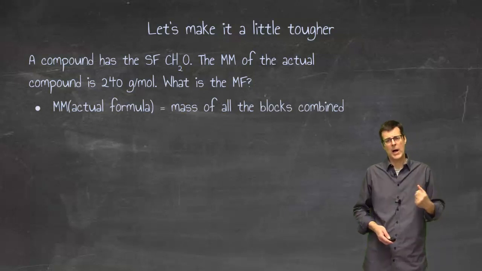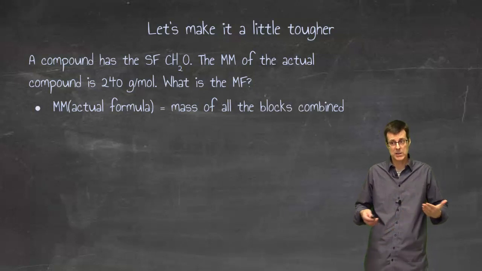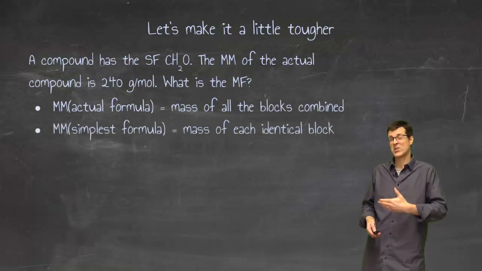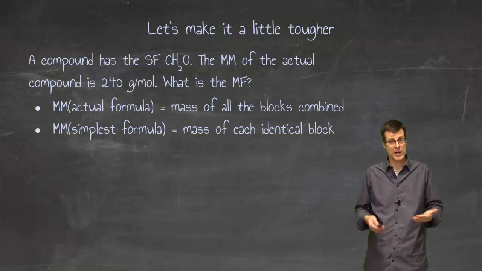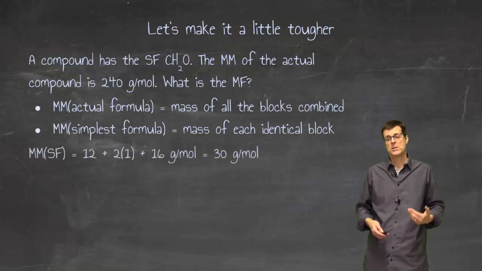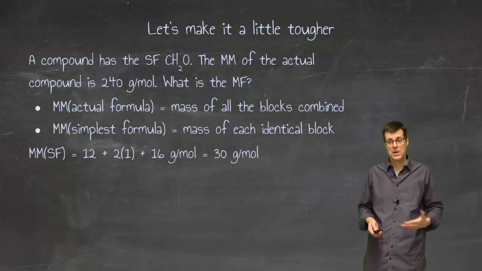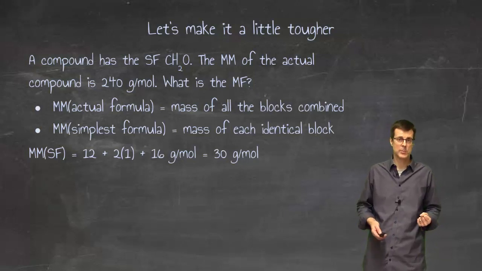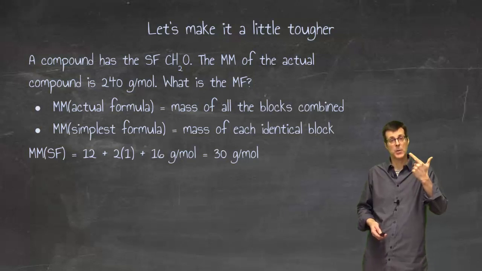So I know that the molar mass of the actual formula is going to be treated as all the blocks together, and the molar mass of the simplest formula, which I don't know yet, but I do know the formula, I'm going to treat as the molar mass of each block. So take the simplest formula, find its mass: 1 carbon, 2 hydrogens, 1 oxygen, 30 grams per mole. So now I know all the blocks together and the mass of each block.